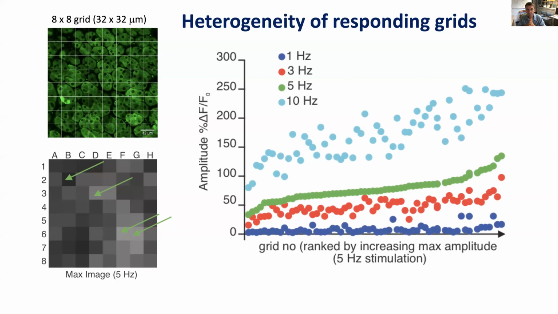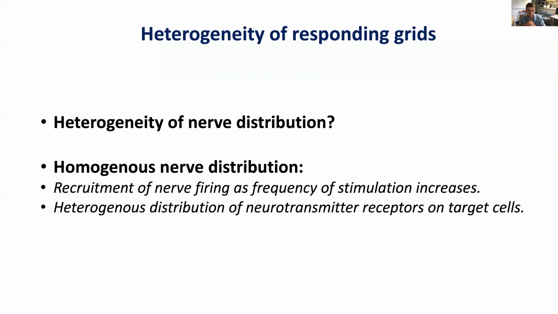So next slide. If we now plot the same calcium response based on that same ranking for low frequency and high frequency, you can see that generally an area of the field of view responds first and biggest to all frequencies. So we're interested in why that happens. So next slide. We rationalize that there could actually be a heterogeneity of neural distribution within the field of view. That's one thing that could explain this.